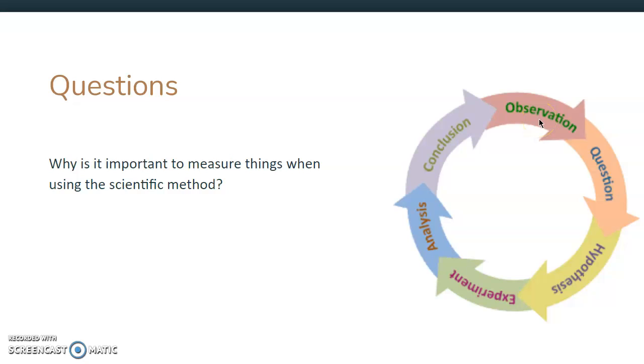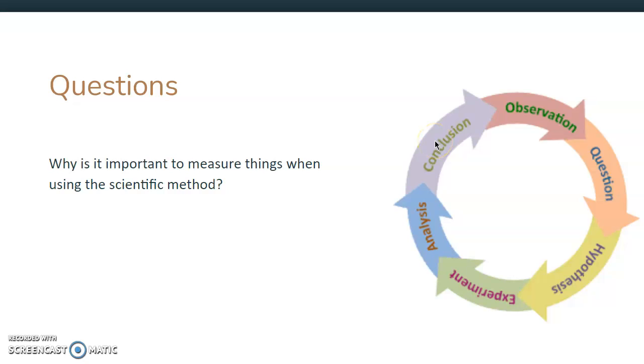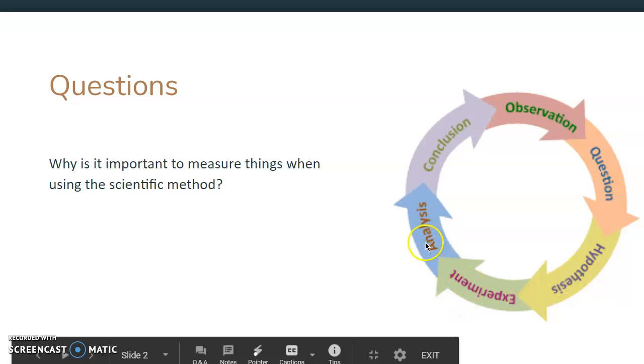We have a few steps in our scientific method. We have our observation, then our question, our hypothesis, our experiment, analysis, and conclusion. So we usually start just by observing something, and we want to answer the question of our observation. So we'll create an educated guess, experiment it, and then create an analysis and a conclusion.